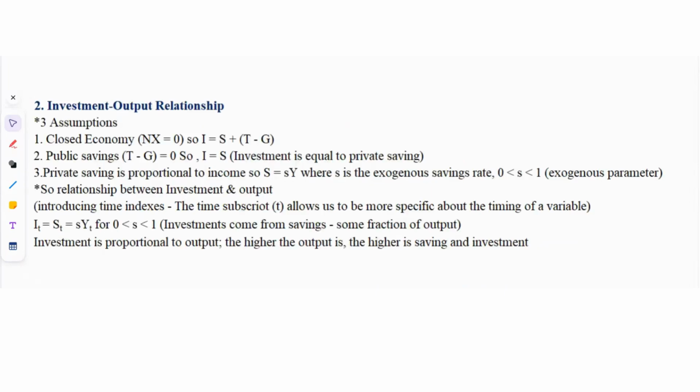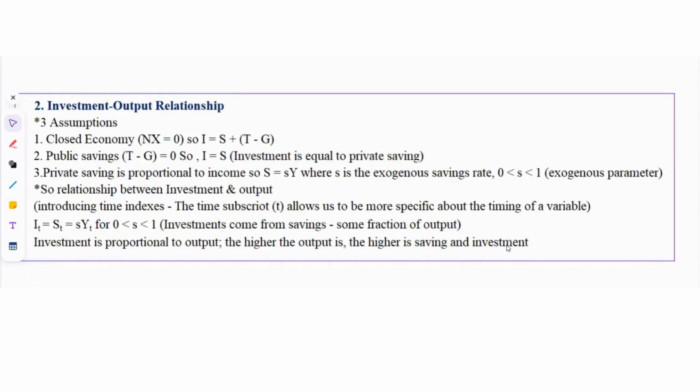Now we want to look at the investment output relationship in our setup. So here we're making three assumptions. First, we're assuming it's a closed economy, i.e. net exports are zero. This means that from chapter 3, investment is equal to private savings S plus public savings T minus G. The second assumption we make is that public saving is zero, which means that now investment is just equal to private savings.